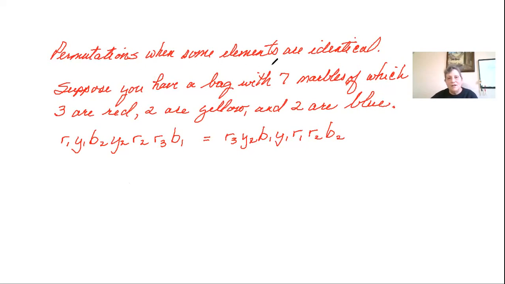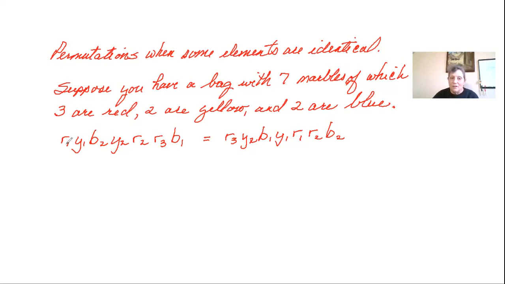When you have some elements in a set that are identical, there's no way to tell them apart, but you need to know how many different ways it's possible to pull them out, or to put them in different orders. For instance, suppose you've got a bag with 7 marbles. 3 of them are red, 2 of them are yellow, 2 of them are blue, and you can't tell the marbles that are the same color apart.